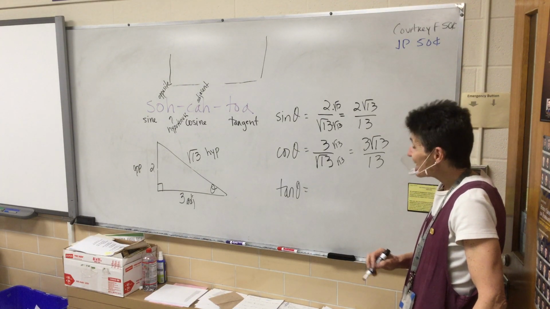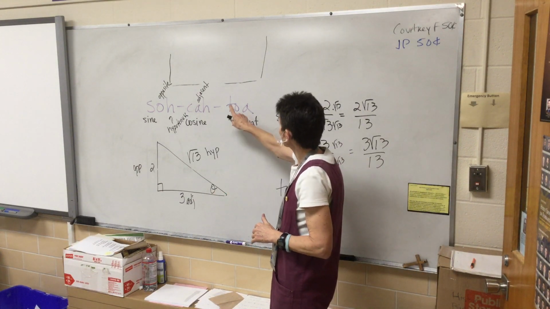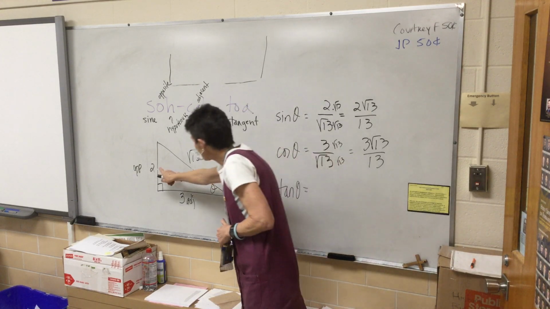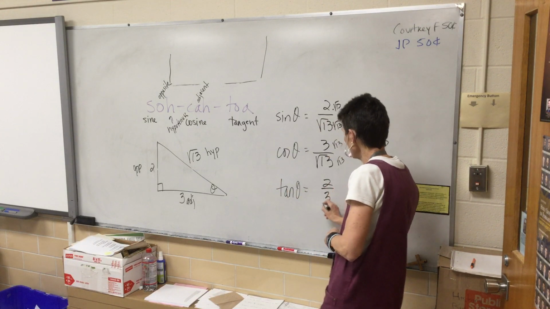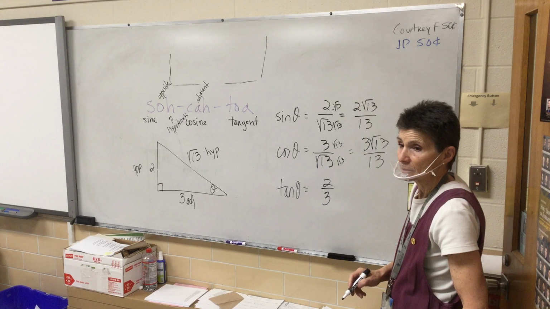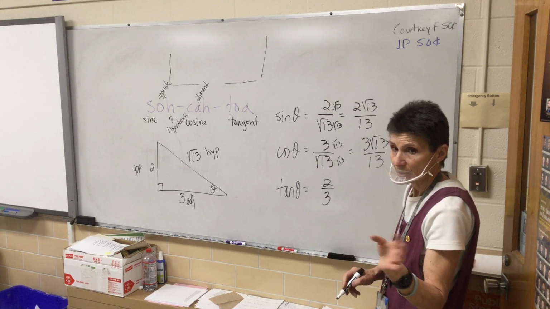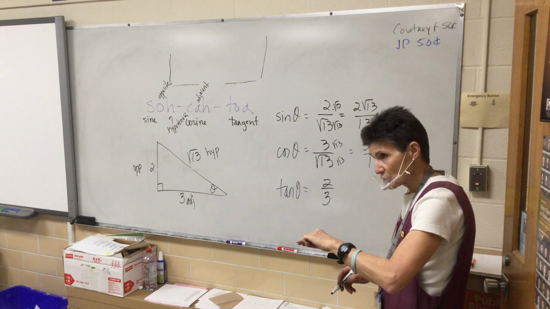And then tangent, remember these are all fractions. Tangent is opposite over adjacent. So opposite over adjacent for this picture would simply be 2 over 3. Are you with me so far? Not really. Now, there are 3 more functions.